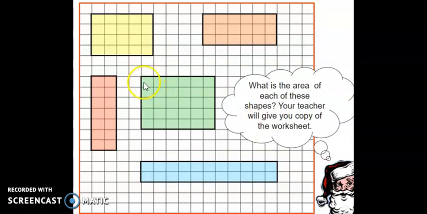Same as this, if I start counting the number of rows and number of columns. Number of rows, how many? 1, 2, 3, 4, 5. And the number of columns, 1, 2, 3, 4, 5, 6. 5 times 6, so it will be 30. So what about this one? Tell me the answer for this one.